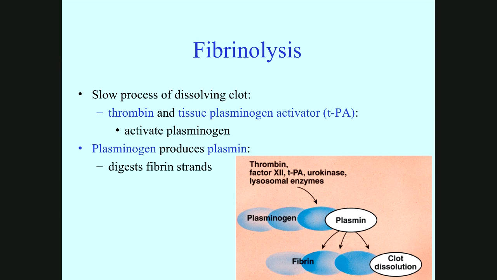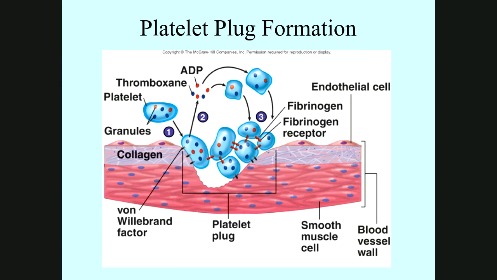Thrombin and tissue plasminogen activator, TPA, activate the plasminogen. Plasminogen produces plasmin that digests this fibrin strand that has been produced. This is the injured area. One platelet can cause more platelets to come in. This is like a feedback, positive feedback. And as soon as this clot is formed, everything stops. So the platelets are going to be attached, as you can see, to the blood vessel wall.